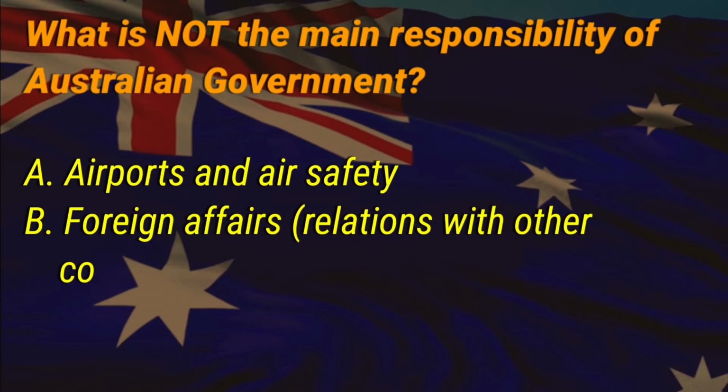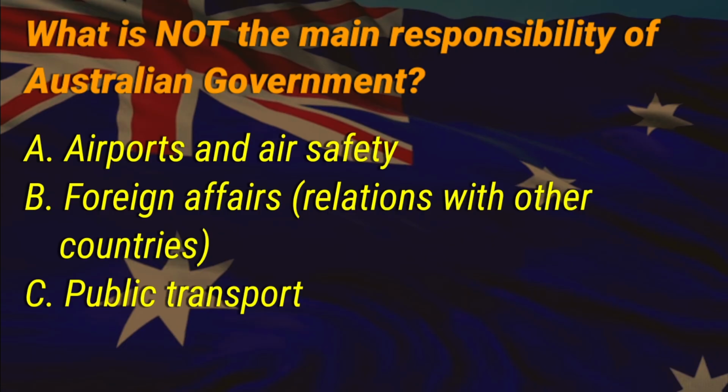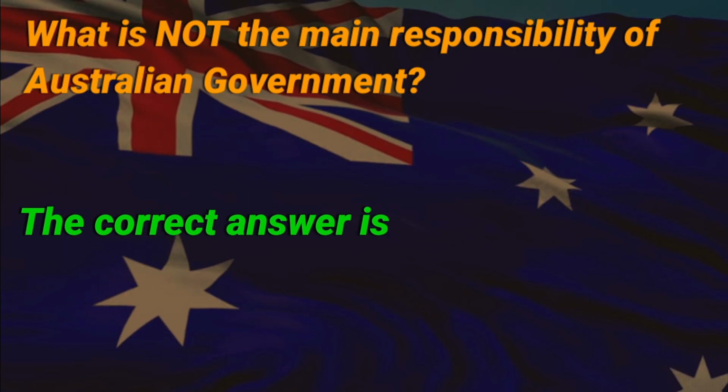What is not the main responsibility of Australian government? A. Air transports and air safety, B. Foreign affairs, C. Public transport. The correct answer is C.